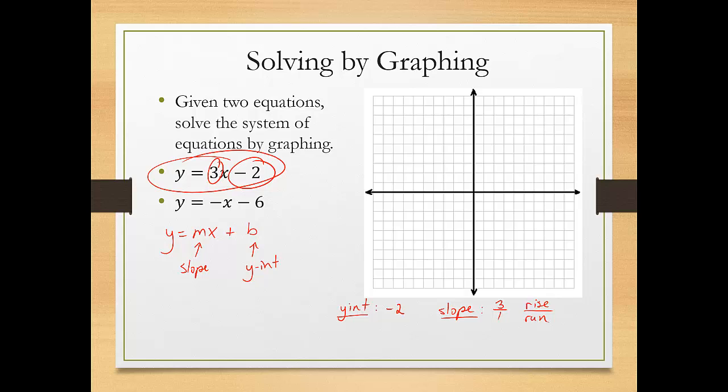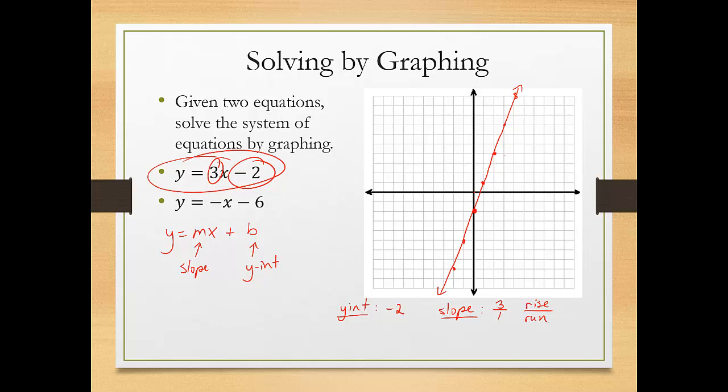So let's go ahead and graph our equation. Starting at the origin, our y-intercept is -2, so go down 2 from the origin. Then our slope is 3 over 1, so we're going to rise 3 and go to the right 1. Rise 3, right 1. Then the opposite direction, and then here is your line.